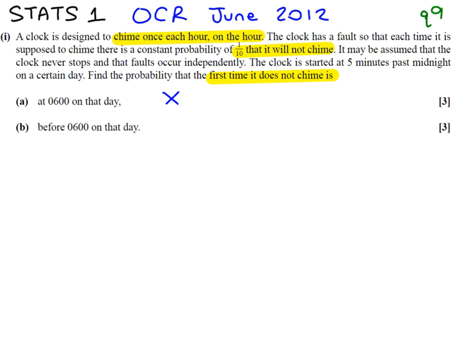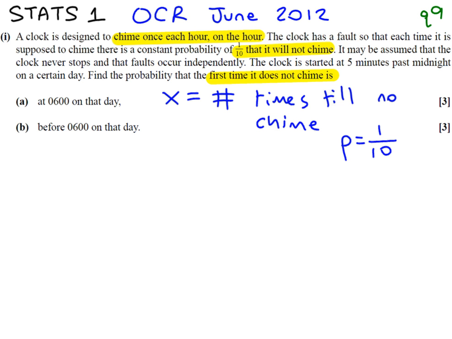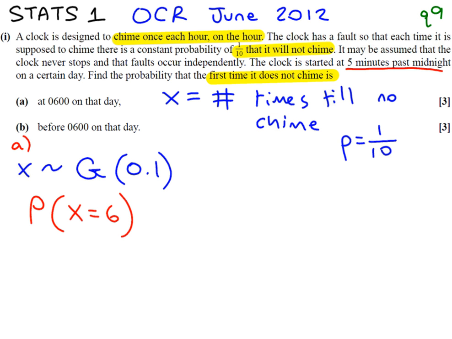So if we say that x is the number of times till no chime, we're effectively saying that's a success, in what you might have been taught about geometric distribution. And the probability of this occurring is 1 over 10. So x twiddles geometric distribution with a probability of 0.1 or 1 over 10, whichever way you want to write that. Now, going from 12 o'clock, not counting 12 o'clock because we're already on 5 past, to 6 o'clock, that is 6 trials. So we're effectively finding the probability that x equals 6 in this distribution.